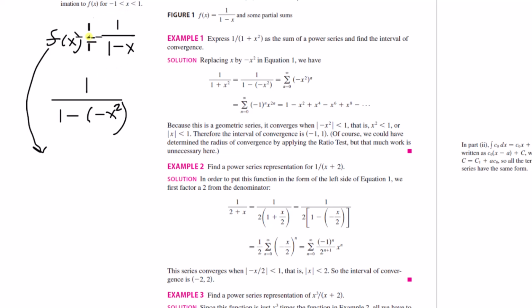The power series representation of this function. So how can we manipulate this? Like, how is the form of this similar to this? Well, we've got this. So this is 1 over, let's do it like this, 2 plus x.